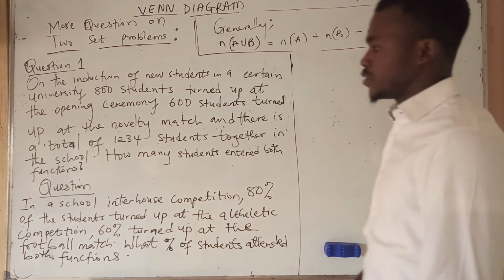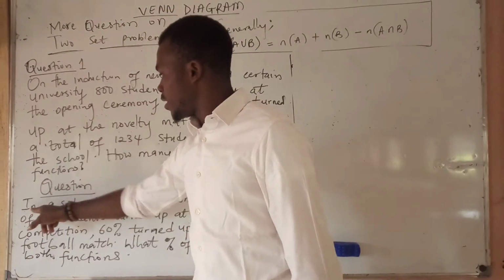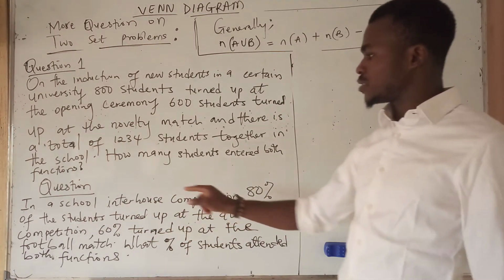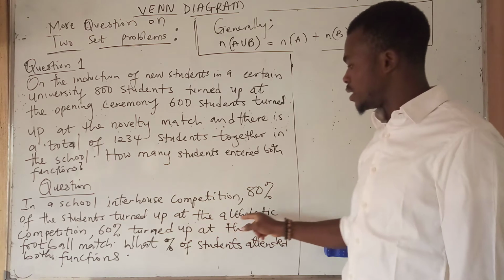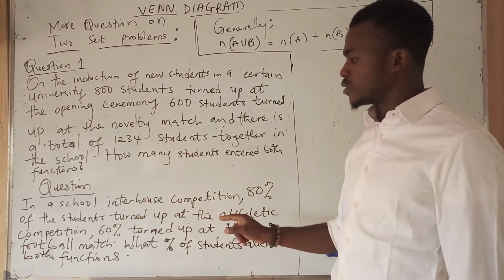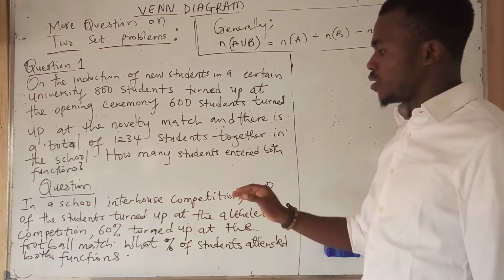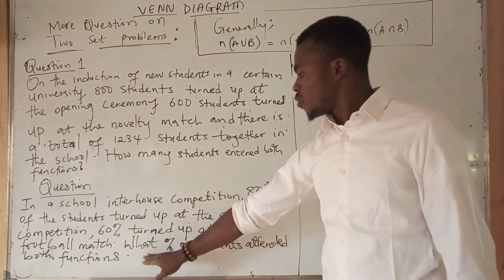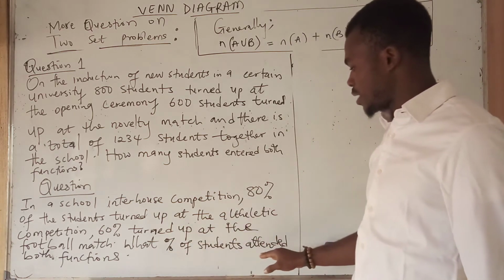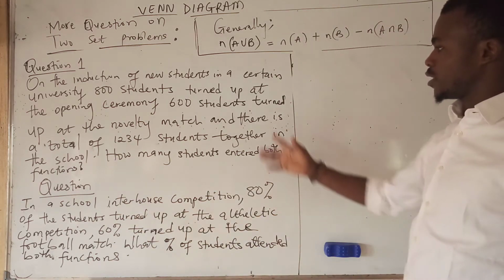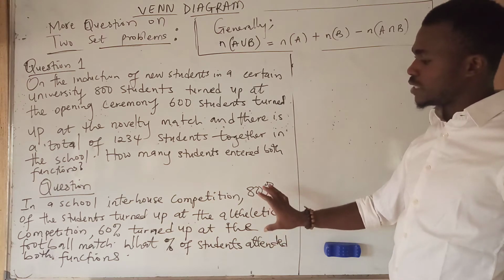For the next question, we have that in a school inter-house competition, 80% of the students turned up at the athletic competition, then 60% turned up at the football match. What percentage of students attended both functions? So of course it's just the same as this. We are also looking at the intersection.